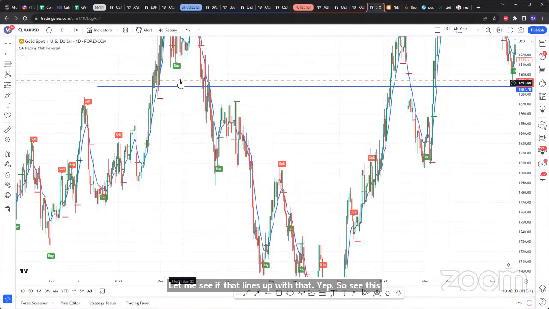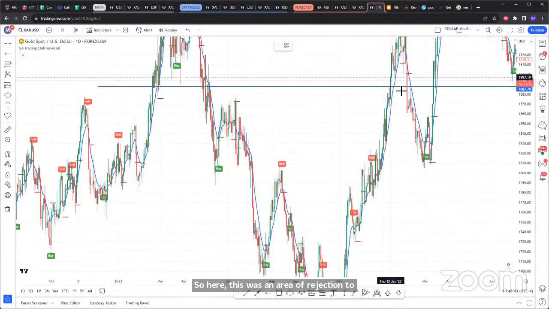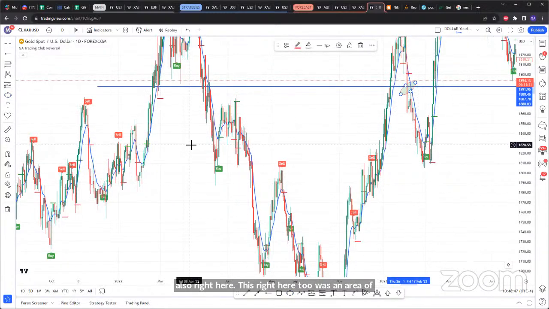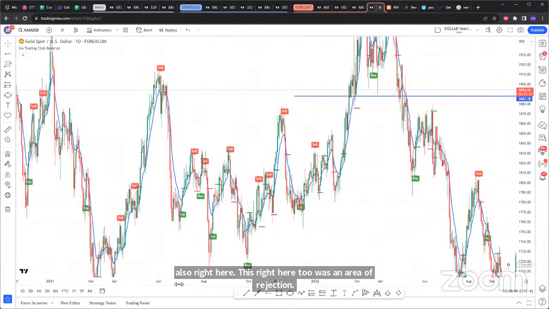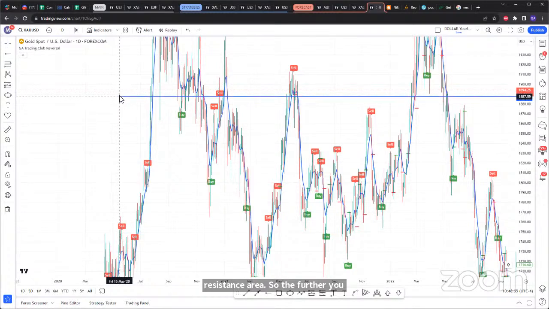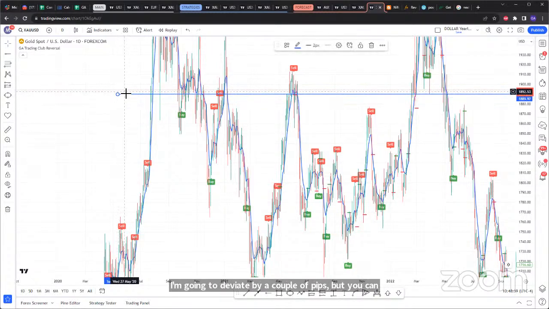Here, this was an area of rejection to the top. This right here too was an area of rejection to the bottom. So this is a critical support and resistance area. Of course, I'm going to deviate by a couple of pips, but you can see this zone right here, how there have been rejections on gold. So it can be an order block.